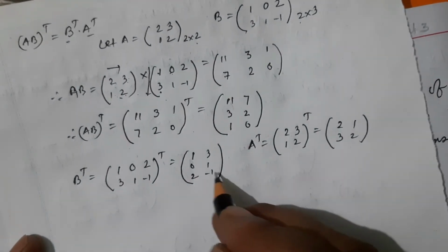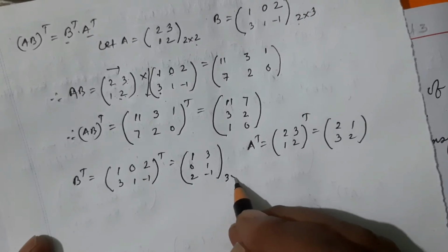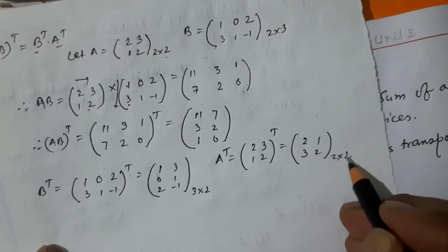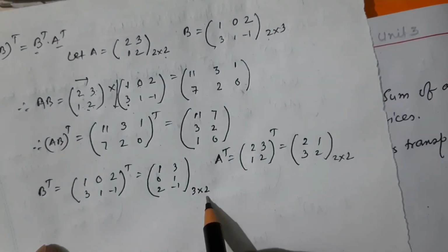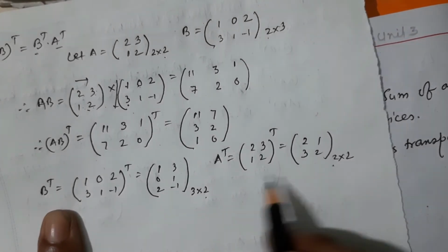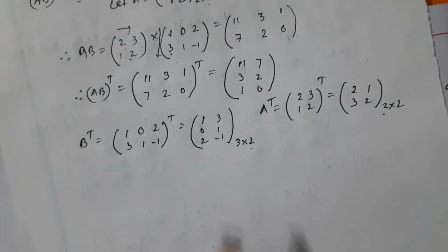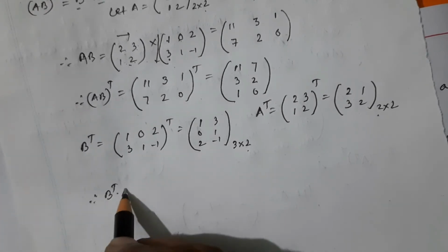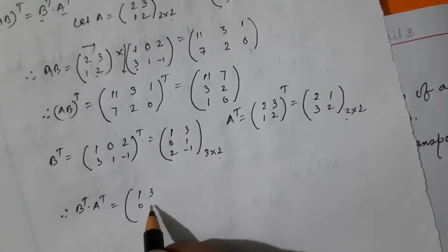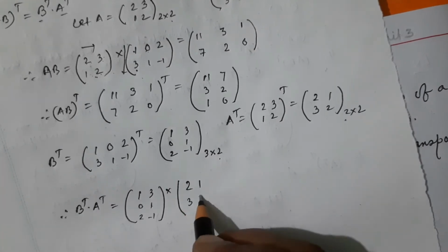So we multiply. The order of the matrix B transpose is 3 rows, 2 columns, and the order of the matrix A transpose is 2 cross 2. The number of columns of the matrix B transpose equals the number of rows of the matrix A transpose. So these two matrices are conformable for multiplication. So we determine B transpose into A transpose, that is equal to [1 3; 0 1; 2 -1] into [2 1; 3 2].